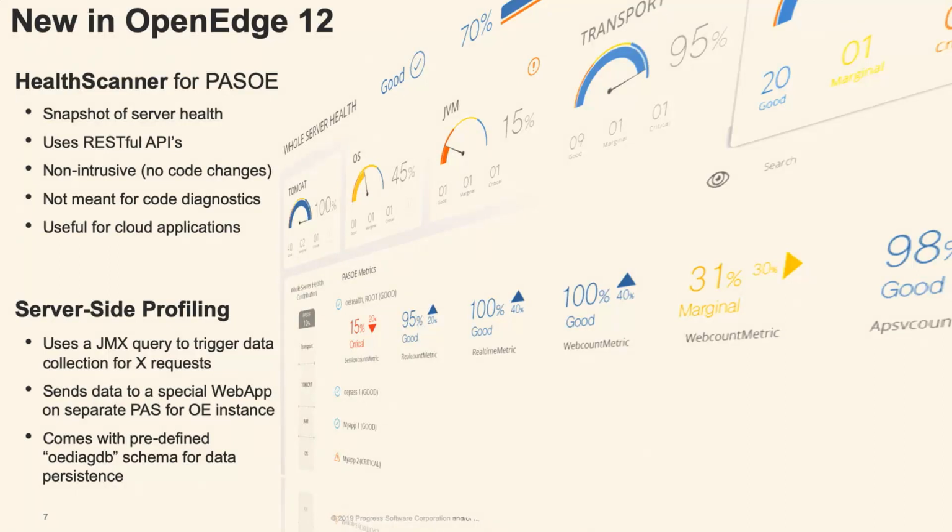It uses a RESTful API. It sort of returns a snapshot of server health. So it uses a weighted algorithm where you say what concerns you more, CPU, memory, that sort of thing. And it monitors the system more closely and returns a score that says this server is healthy or not healthy. It's not really meant for code diagnostics, which is why we're not diving into it here.